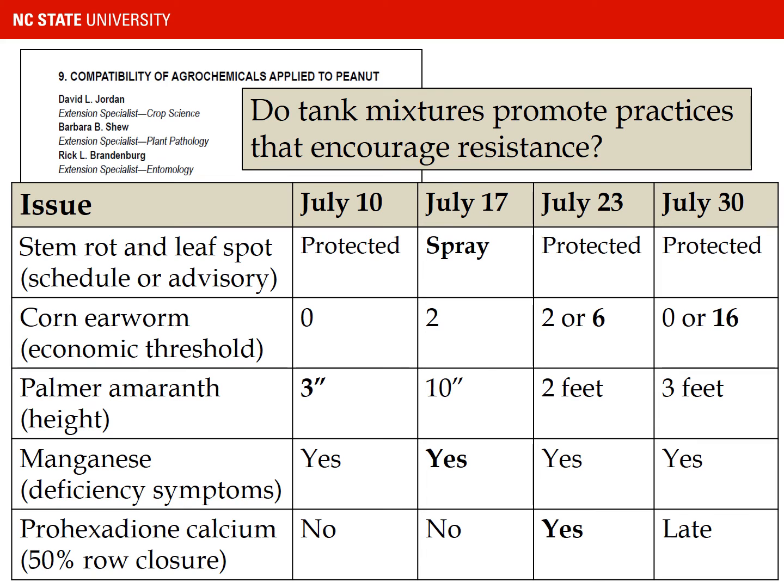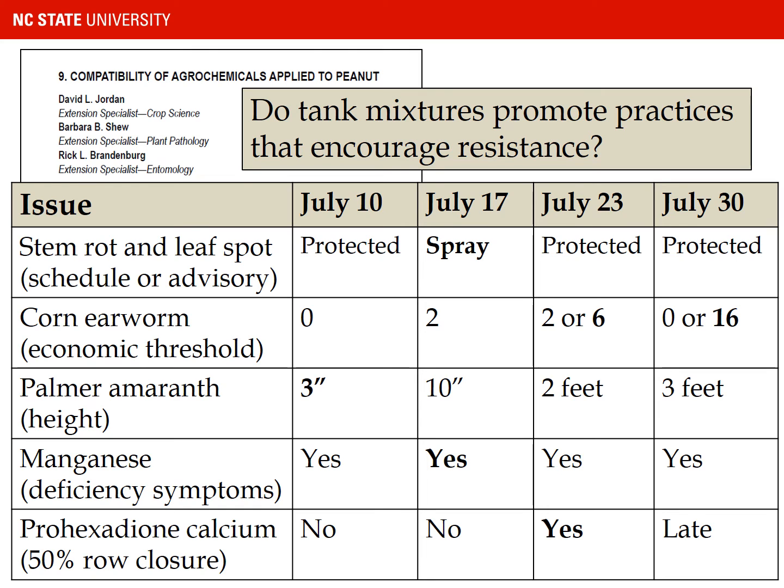I'm protected because I made an earlier application, so I'm good here. I have no corn earworms that are showing up, so I'm below threshold here. Palmer amaranth is only 3 inches. Manganese, I do need to make that application, and then I'm not ready for this material. And let's just say I go into this and I know that a week from now I'm going to need to spray for stem rot or leaf spot.